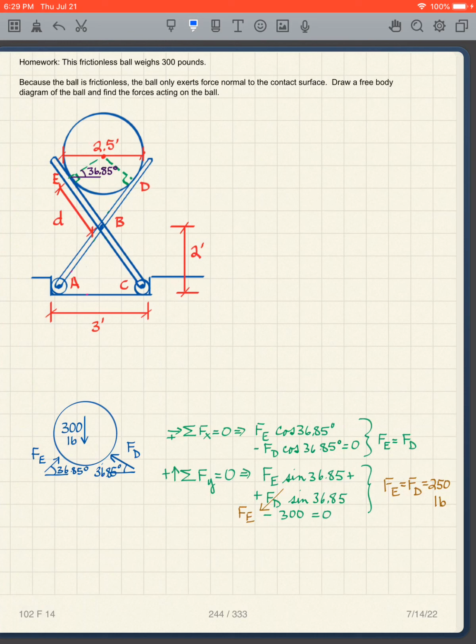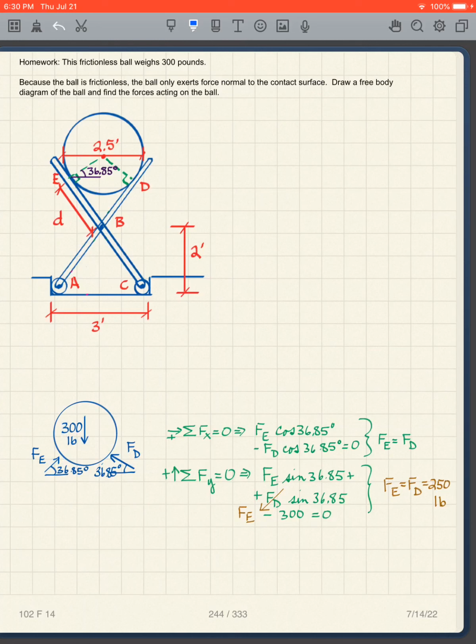Okay, so it's pretty straightforward. I just take this free body diagram of the ball. It's a frictionless ball, so that means that the forces at the tangents go straight toward the center of the ball. And I've got the weight of the ball is 300 pounds.